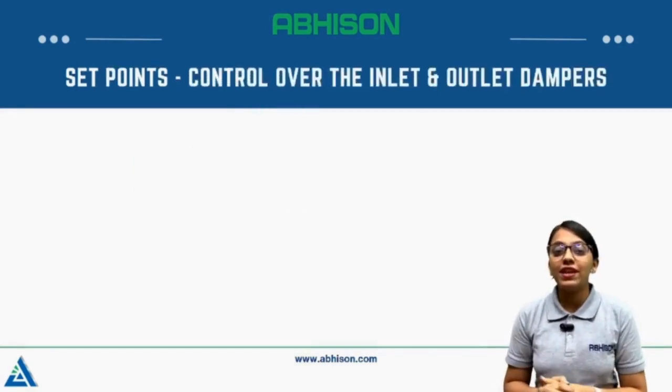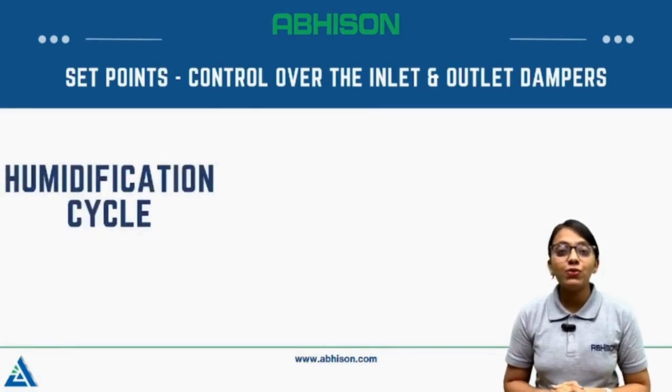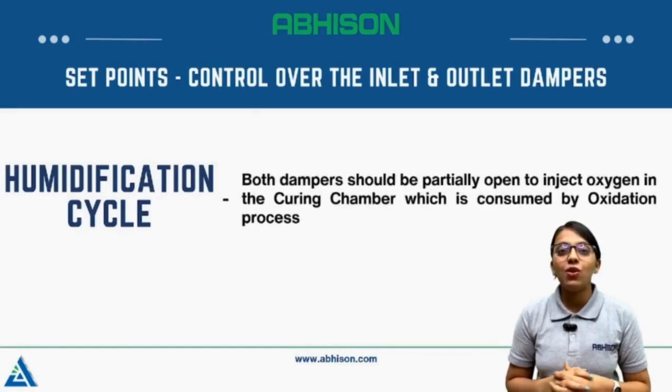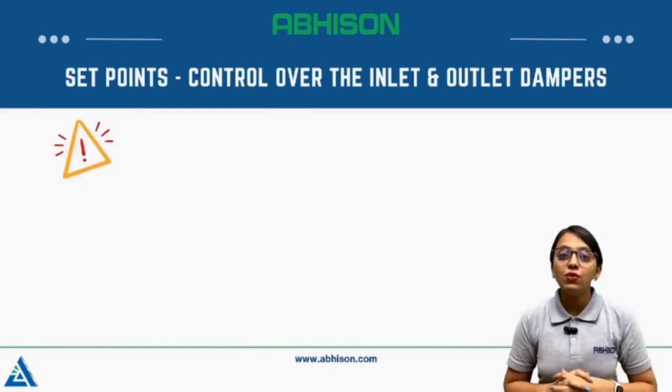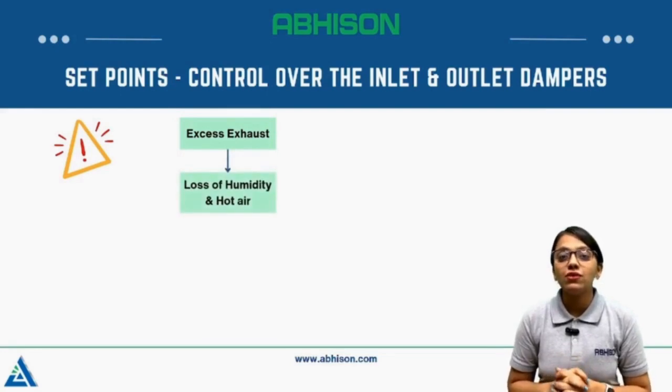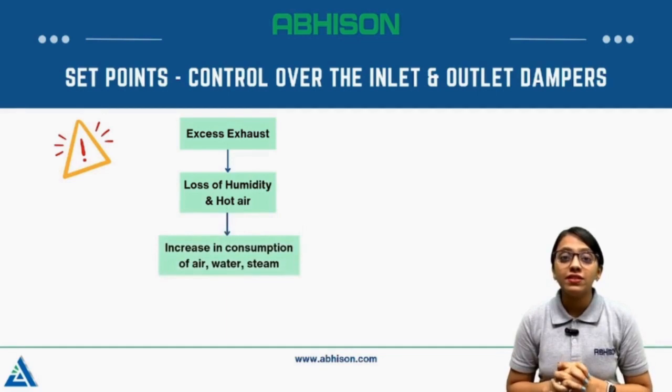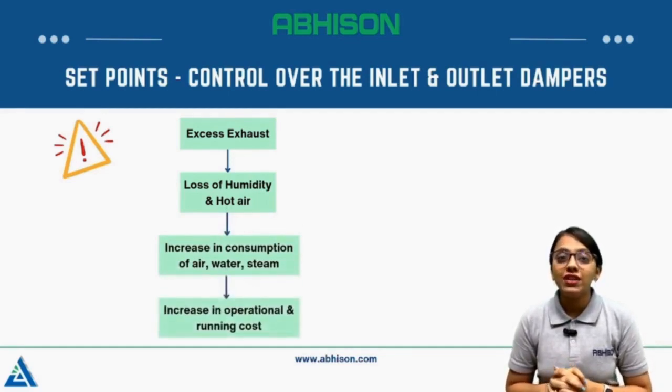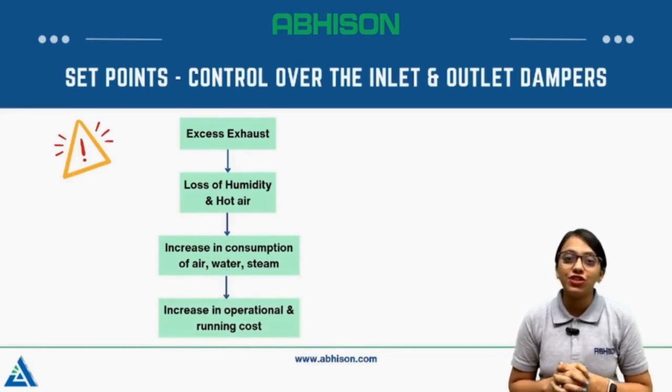Which leads us to the next point, control over the inlet and outlet dampers. During the humidification cycle, both the dampers should be partially open to inject oxygen into the chamber, which is consumed by the oxidation process. Control over these dampers is critical because excess exhaust can lead to the loss of humidity and hot air inside the curing chamber. This results in an increase in consumption of air, water, and steam, which leads to an increase in the operational and running cost of the curing process and the curing chamber.